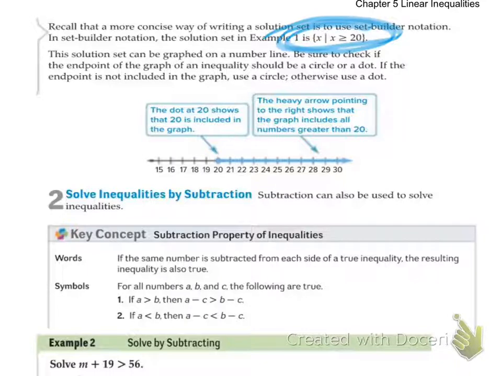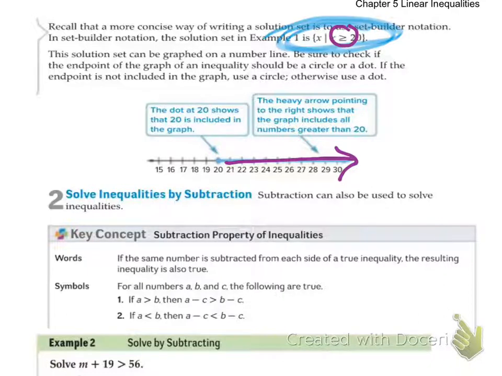When we write our answers, we can also graph them, such as here, where we can draw a number line and put down 20. Since x is greater than or equal to 20, we need a solid dot because it's greater than and equal to. The arrow pointing towards the right side is how I know which direction this line needs to be connecting. So that is one way to help you remember how to draw an inequality on a number line.